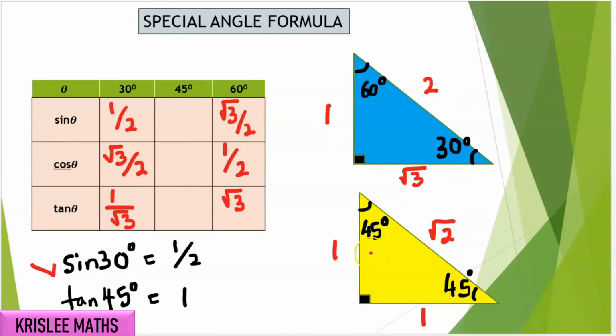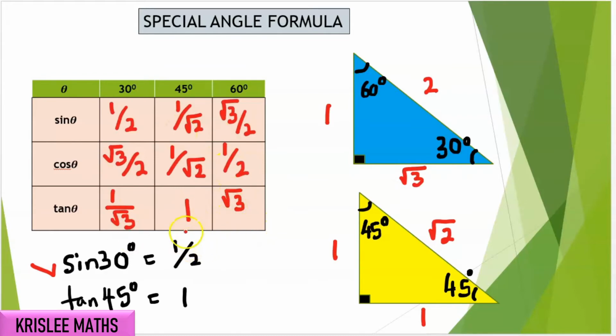Now let's complete this table. Sine 45 will be opposite over hypotenuse, so 1 over square root of 2. Cos 45 is adjacent over hypotenuse, again 1 over square root of 2. And the last one, tangent 45 is 1.